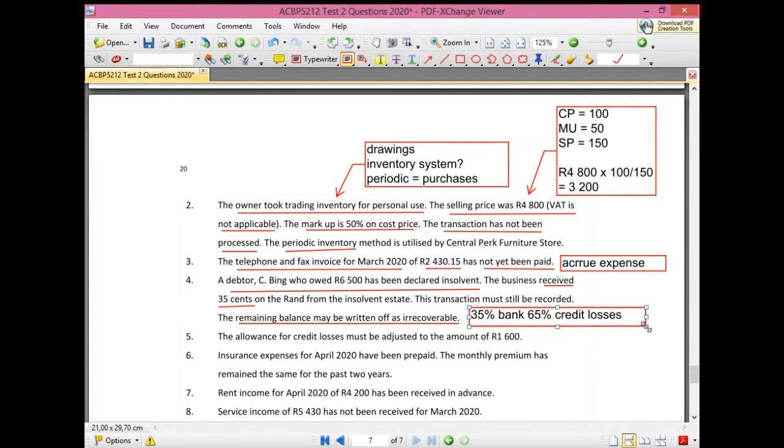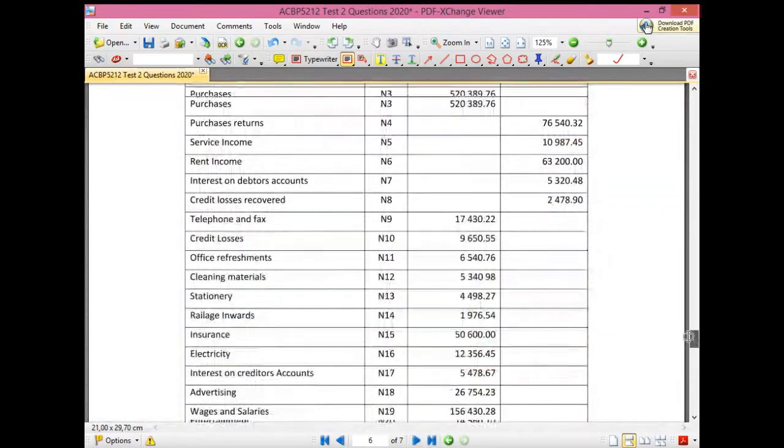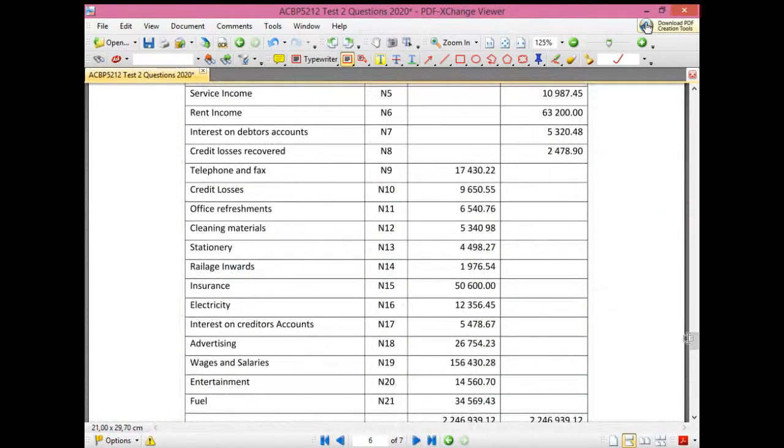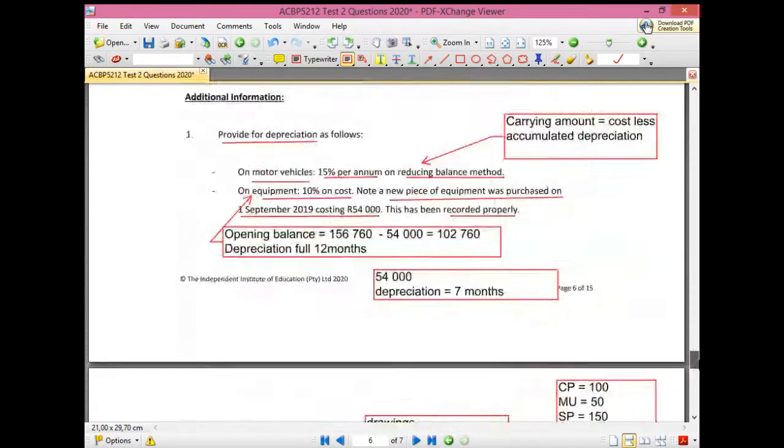Now, if you're not sure whether to take it to credit losses or bad debts, just scroll back to your trial balance, and there you will see what the account name is. So you use the account name as indicated in your trial balance. In your trial balance, they've indicated it as credit losses and not bad debts. So there you know you need to use the credit losses account name. And you use the names that they give you in the trial balance when you do the journals.